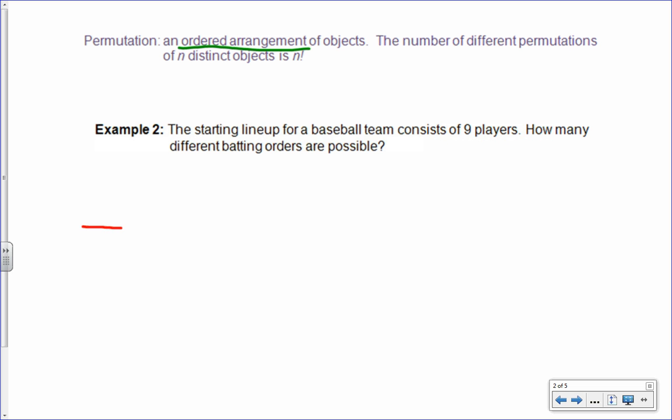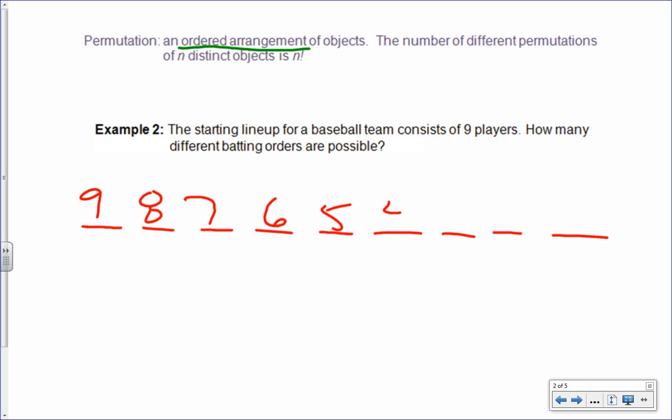If we use the blanks, we would have 1, 2, 3, 4, 5, 6, 7, 8, 9 blanks, correct? How many possible people can I lead off with? 9. Okay, now somebody is in that spot. Can you bat in 2 different spots in a batting order? No. So how many people are left for the second spot? 8, and then you get the idea, right? Because I am taking all of them, right? Taking all 9 of them.